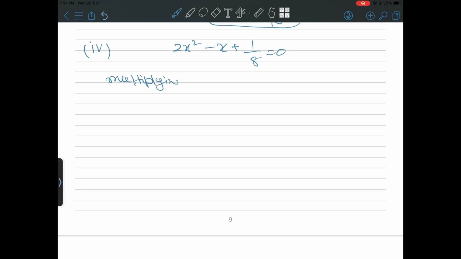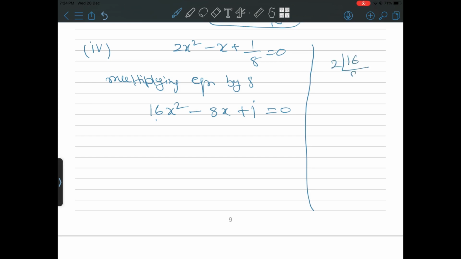Multiplying equation by 8, right? So you get 16x square minus 8x plus 1 is equal to 0. Now, in a similar fashion, right? You have to find the product of this number. So this is 16. So now take the factors of 16. This is 2 by 16. 2 4s are 8. 2 2s are 4. And 2 1s are 2.